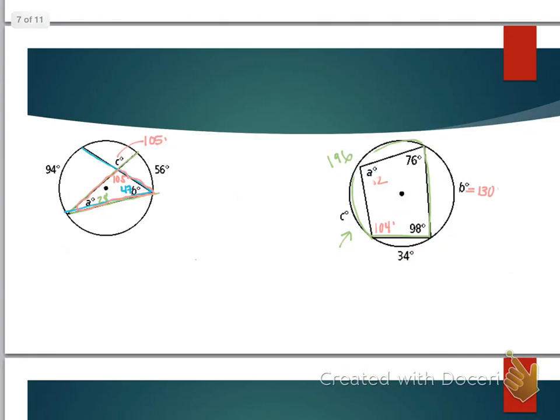So now let's look at that 76 and figure out what it's touching. So that 76 is this. So if I double it, I figure out how much I share between those two arcs, so 152. This one's already 34, so I'm going to subtract that 34 out of it to get my C, which is 118.